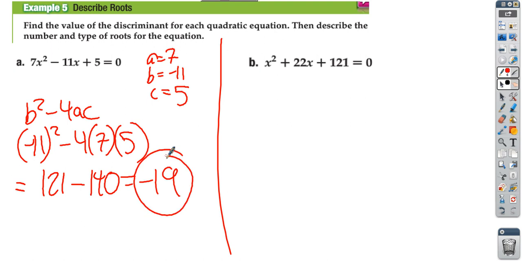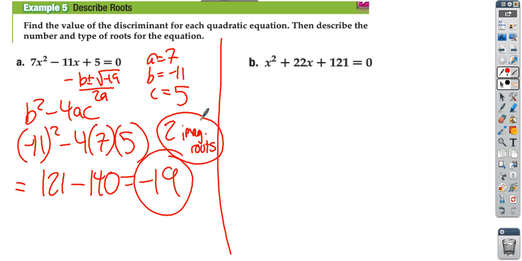So that means when you're doing the quadratic formula, you'd have a negative 19 under here, which means you'd be taking the square root of the negative. So there's going to be two roots, but they will be two imaginary roots, because you can't take the square root of a negative number and get something real.